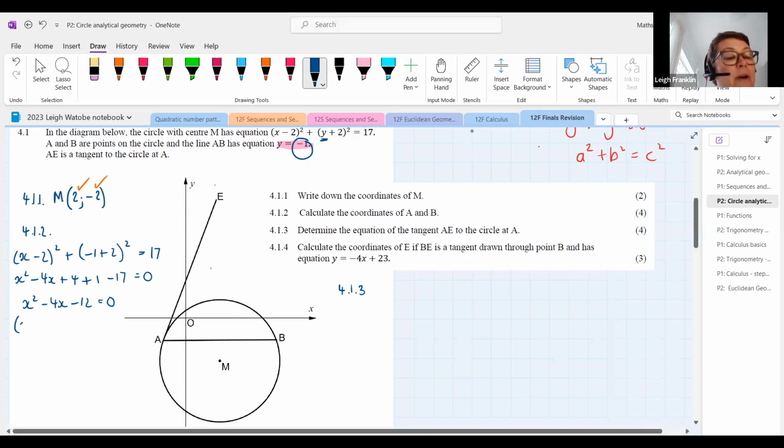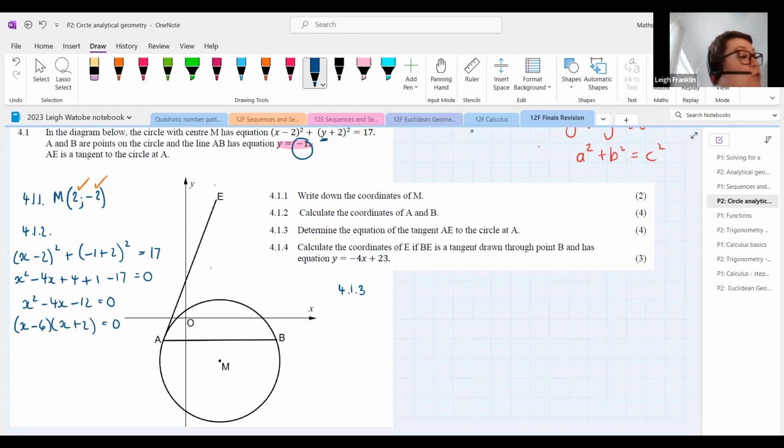Now you're going to factorize, or you can use the quadratic formula if you want to. Make sure if you use the quadratic formula that you show that you've subbed into the quadratic formula, and now we've got two solutions. Either x is 6 or x is equal to negative 2. So at A, it has to be negative 2 and negative 1. At B, it has to be 6 and negative 1.